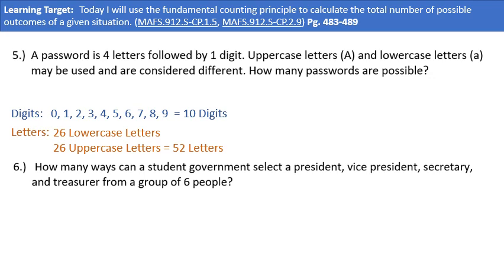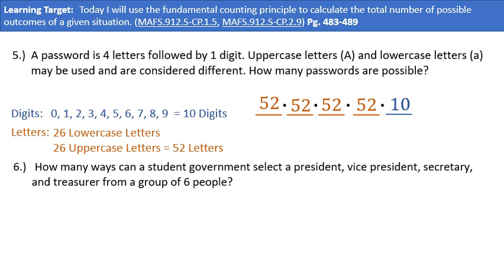All right, so now what's this password going to be? It's going to be 4 letters followed by 1 digit. So I'm going to put 5 blanks up there. And I color coordinated it so it would be helpful for you to see. 4 letters, that's orange. 1 digit, that's blue. Okay, so how many different options do I have for each letter? I have 52. How many different options do I have for my digit? Only 10. So how many different passwords are possible?